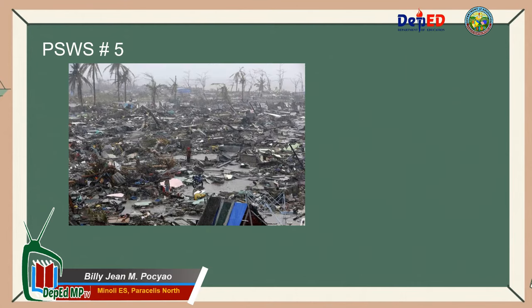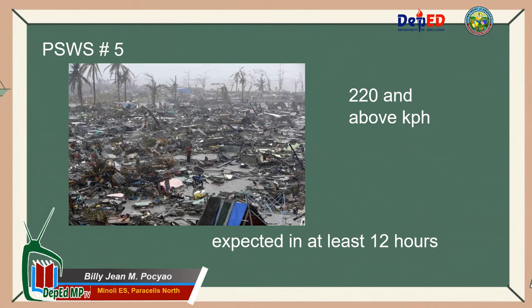Public storm warning signal number 5 has the following environmental condition. A super typhoon will affect the locality. Winds moving at a speed of 220 km per hour and above are expected in at least 12 hours. The impact of the wind: widespread damage to high-risk structures, complete roof failure on many residences and industrial buildings.